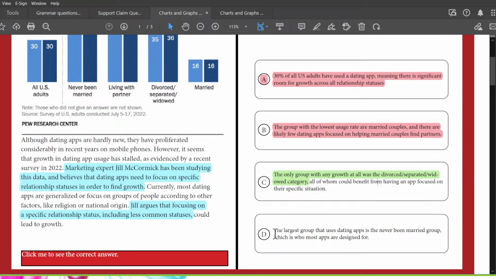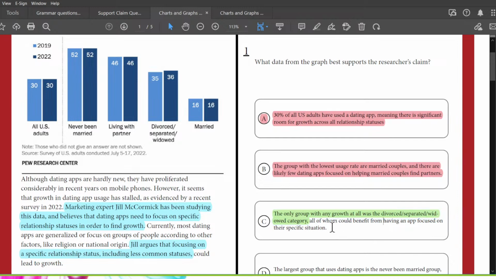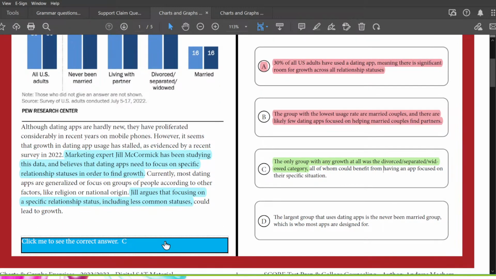I might just check this last one. The largest group that uses them has never been married, which is who most apps are designed for, but that doesn't really do what Jill is saying we need to do. So I think C is the best answer here because if there was an app specifically for the divorced guys or an app specifically for the widows who lost their husbands in some horrible accident, I guess there could be potential for growth in that circumstance. I think that checks out. Yeah, I would say C is a good answer for number 1.